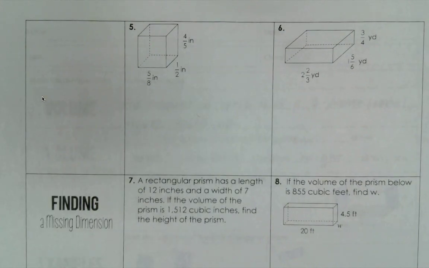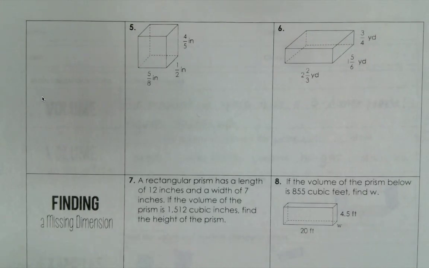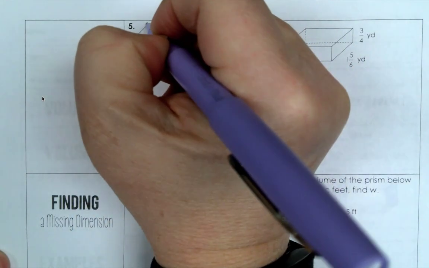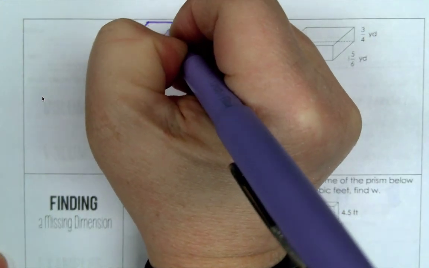Okay, so number 5, it looks like it would be a cube, but as we can see, our measurements are not exactly the same. Remember, a cube would have the same length, width, and height, and in this case it's not, but it looks like it would be. But I can tell you right here, these are my bases.